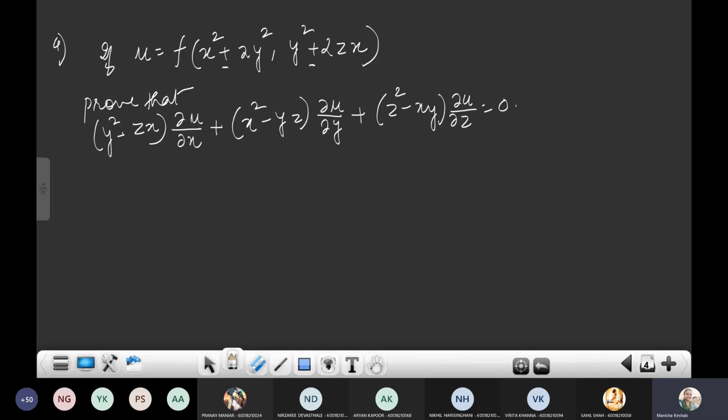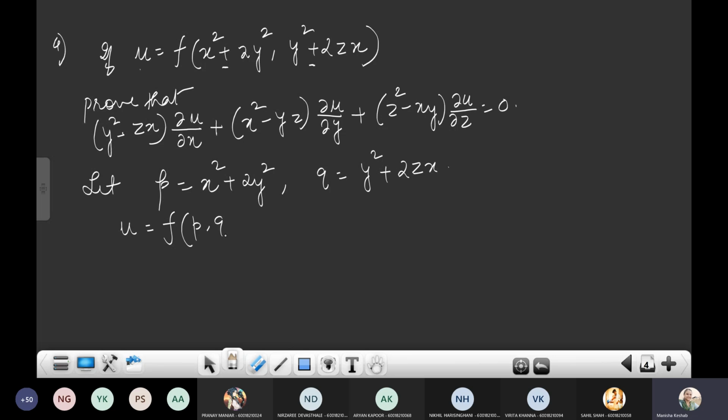Okay. Now instead of considering the whole thing, what we can do, so let us say let p is equal to x square plus 2y square and q is equal to y square plus 2zx. Then what will happen? My u will be, I can write then u as f of p comma q. Whereas my p and q both are what? Functions of x, y, and z.